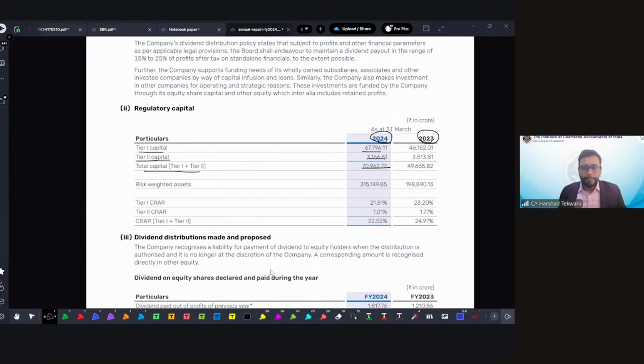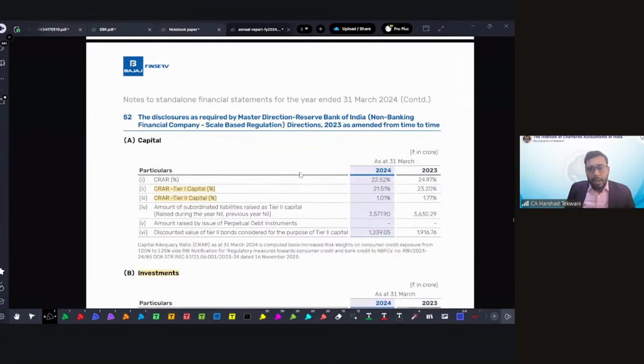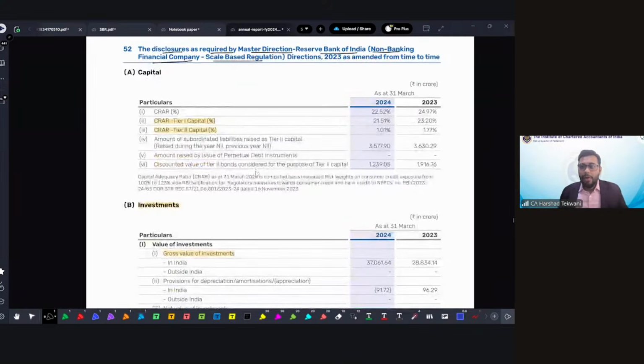See this one. Disclosures as required by Master Direction, Reserve Bank of India, NBFC scale-based regulations, where we are giving Tier 1 capital, CRAR, Tier 2 capital, percentage. So we are providing the percentage of CRAR, Tier 1 capital, Tier 2 capital. This is something we are required to audit.